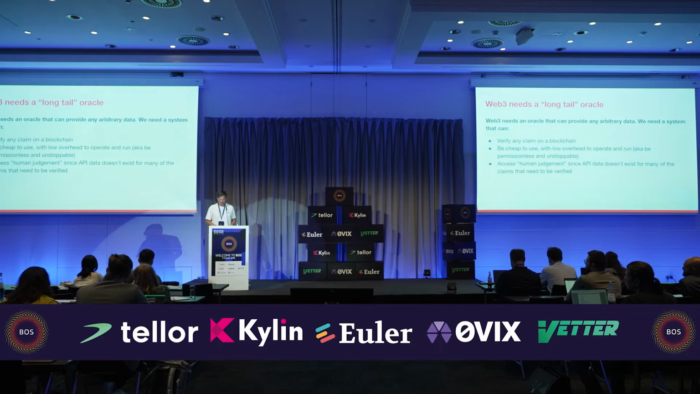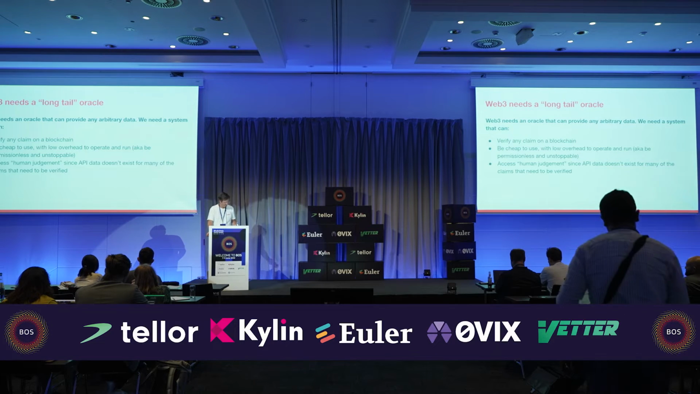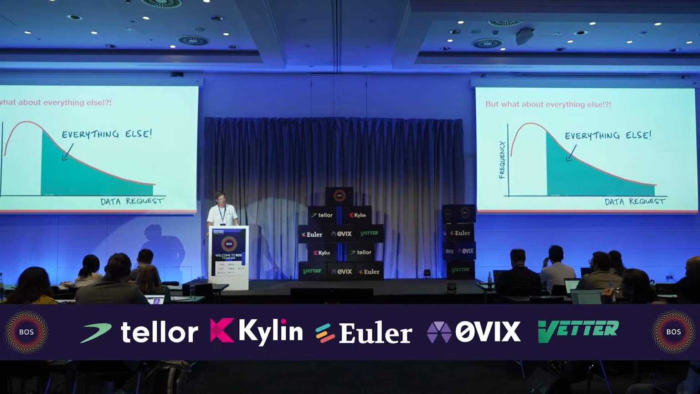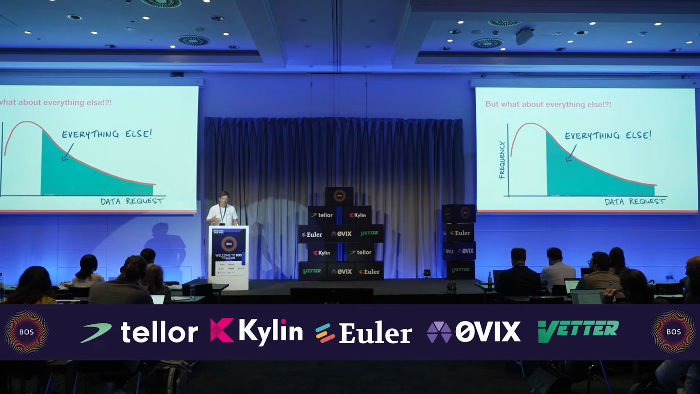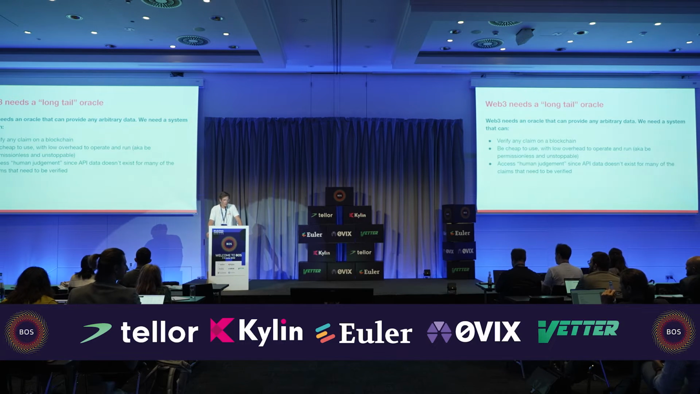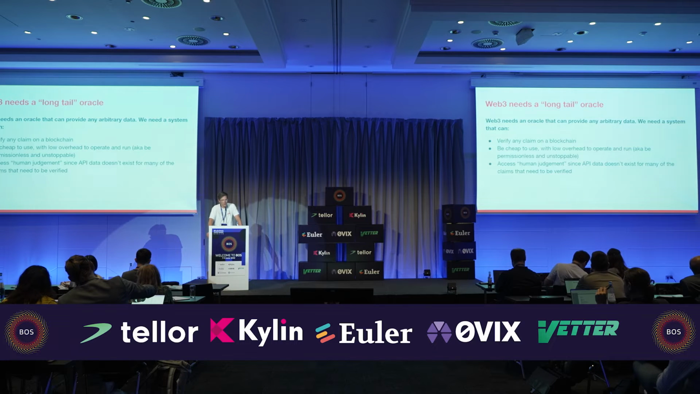So my argument here, going back to where I think this gets interesting, I think Web3 needs a long-tail oracle. And I'll go back to this slide. We need an oracle for everything else. Web3 needs an oracle or a set of oracle systems that are going to give us these long-tail data inputs and answer the questions that aren't the top 50 cryptocurrency prices. And I think for that system to exist, we need three things.